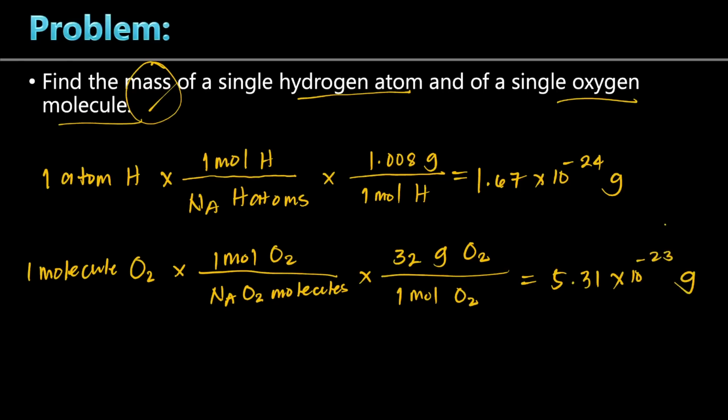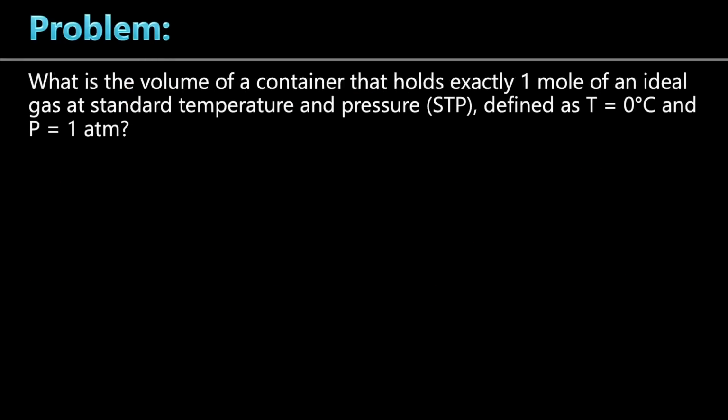Okay? So, mas mabigat yung molecule ng oxygen gas kumpara sa isang atom ng hydrogen. Of course, syempre naman. Hydrogen yung lightest eh. Diba? Let us solve another problem. What is the volume of a container that holds exactly 1 mole of an ideal gas at standard temperature and pressure? Ano ba yung ibig sabihin ng standard temperature and pressure na STP? Ayan, kapag standard temperature, ang temperature ay 0 degrees Celsius at ang standard pressure ay 1 atmosphere.